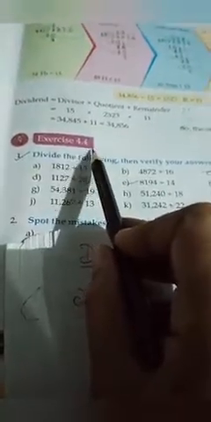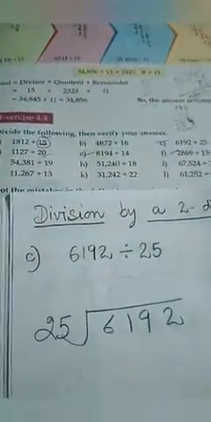Today we will do the sums of exercise 4.4. In this exercise, which types of sums are there? These are the division sums, but here is something new for you: the divisor is of 2 digits. Yes, see how we will solve these sums. You can learn from this video, so take your books and notebooks with you, and here we start.